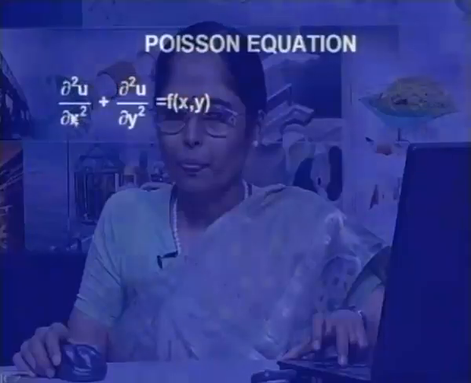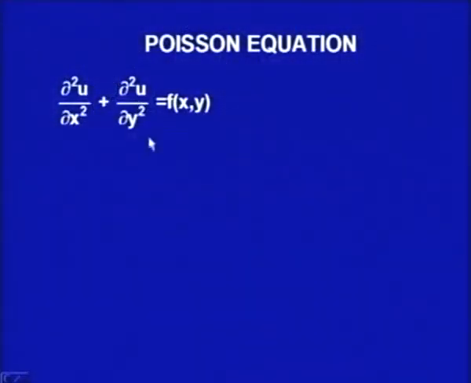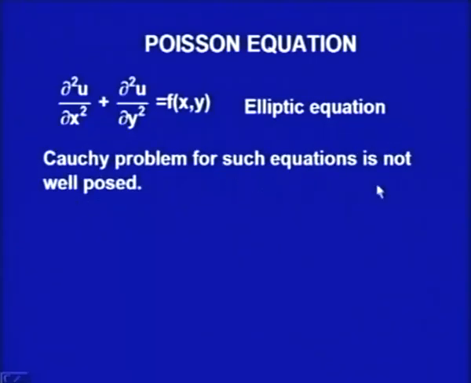Now, if I take the non-homogeneous Laplace equation, we know that this is called the Poisson equation: del 2 u over del x 2 plus del 2 u over del y 2 is equal to f(x, y). How to go for the solution? Again, we know that this is an elliptic equation, and the Cauchy problem for such an equation is not well posed. That says we have to choose the initial conditions or the side conditions in such a manner that we get unique solutions.